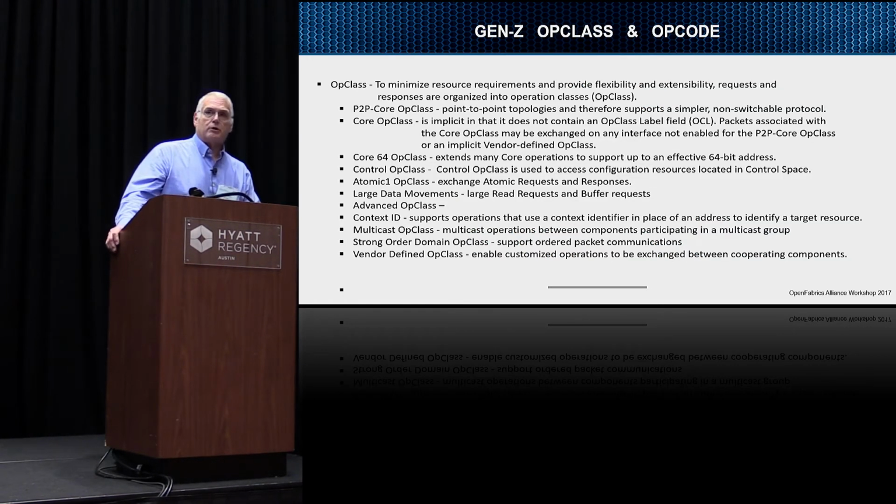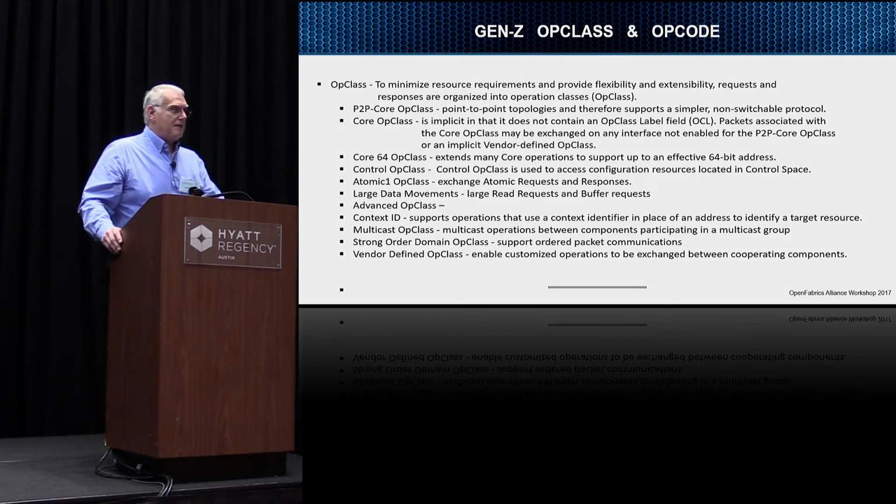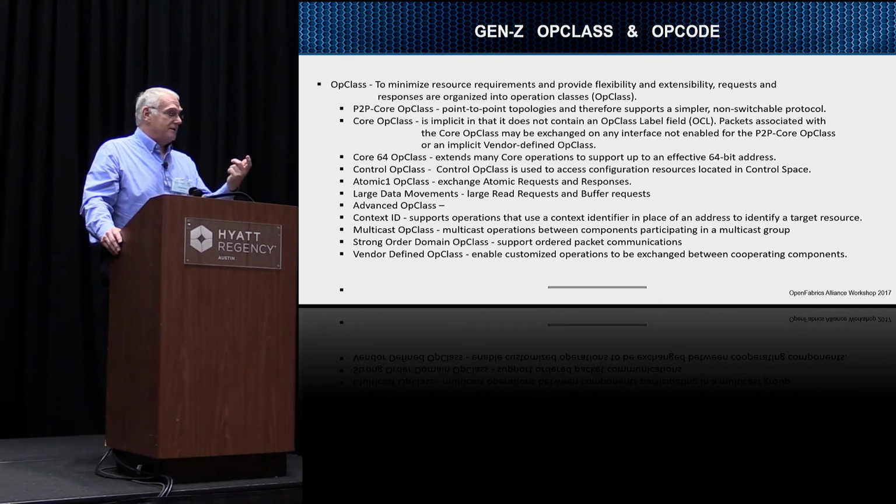The spec itself is broken into op classes. There are op codes and there are op classes. Op classes are the general families of instructions. There's the point-to-point core op class. These support the topologies of just point-to-point, a simpler, non-switchable protocol. The advantage of that is they're not transporting an address, and they can be very, very fast, very efficient, even faster than the advertised 30 nanoseconds.